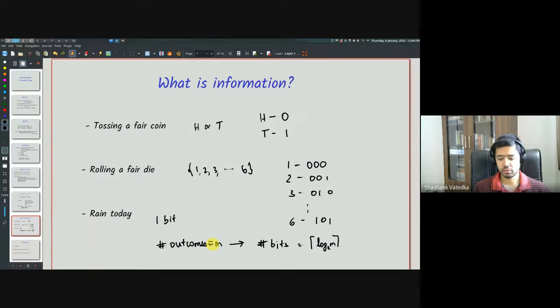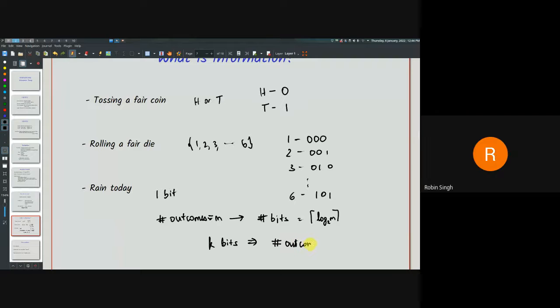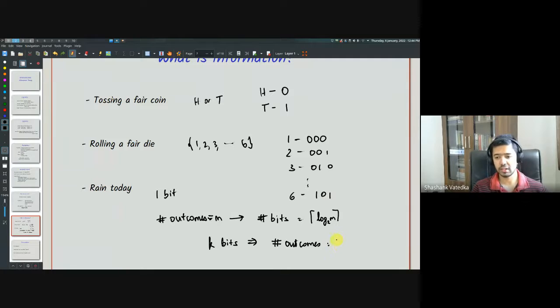Right? So if I'm representing the outcome of any experiment using k bits, then what can you say about the number of outcomes? 2 to the power k. Yeah, so it may be 2 to the power k or slightly less than 2 to the power k. So you know that the total number of outcomes is at most 2 to the power k.